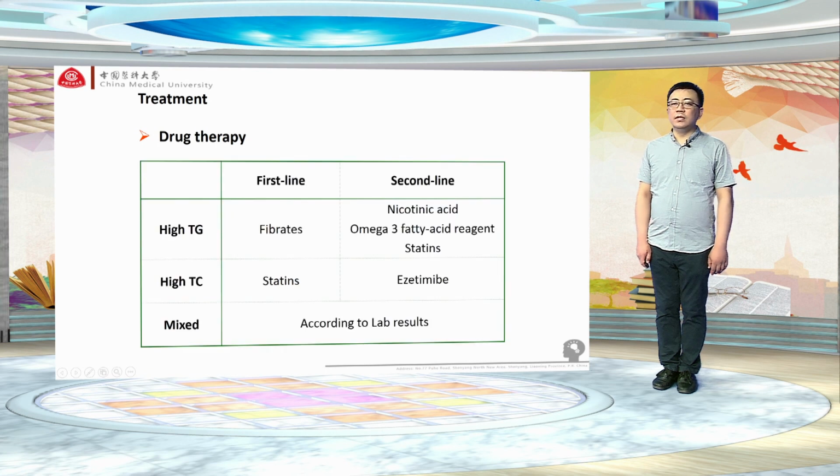And for drug therapy, if the patient is suffering from a high level of triglyceride, the first line choice of drug is the fibrates, and the second line is statins, omega-3 fatty acid reagent, and nicotinic acid. For patients with high level of total cholesterol or low-density lipoprotein cholesterol, statins are the first-line drug of choice, and ezetimibe is the second-line choice. For mixed dyslipidemia, according to the lab results, we can choose the drugs for the treatment of this patient.